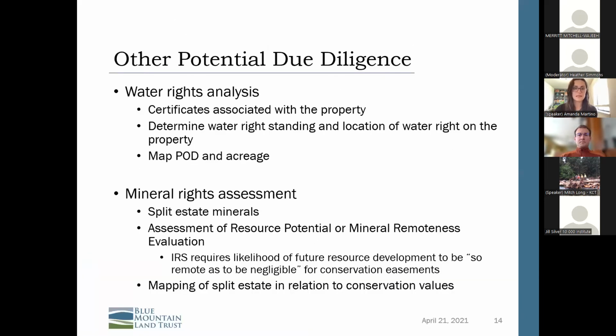Next slide, please. Other potential due diligence: water rights analysis is probably the most important here. If there are water rights associated with the property, particularly if you're doing a riparian protection project, you want to have copies of the certificates, determine the water rights location, map any points of diversion, et cetera. And then again, if there are mineral rights, you may have to do an assessment to see if there is any danger of those minerals being extracted in the future.